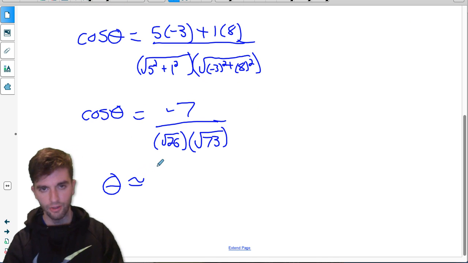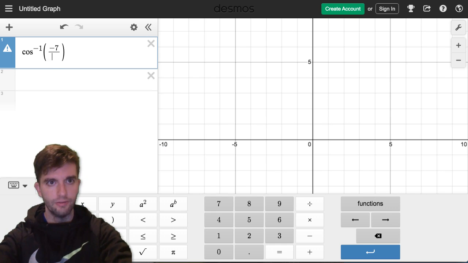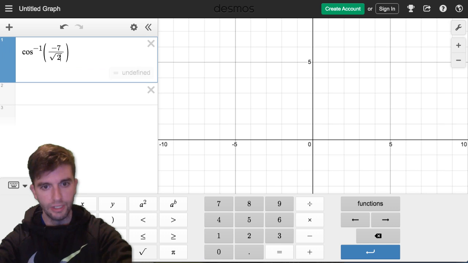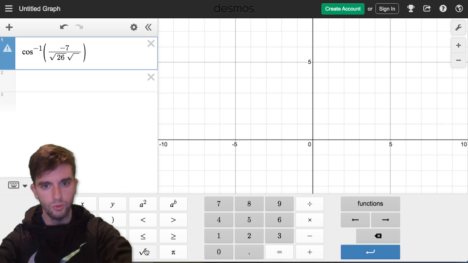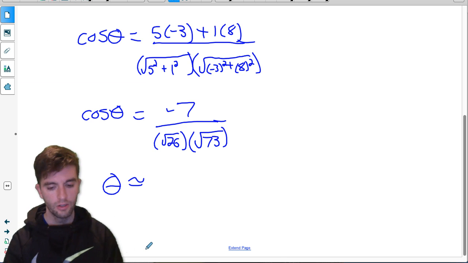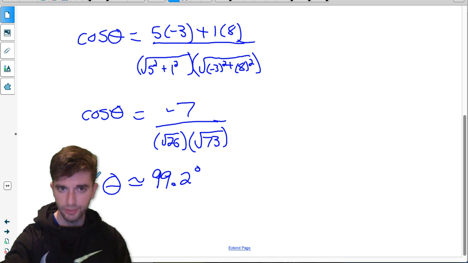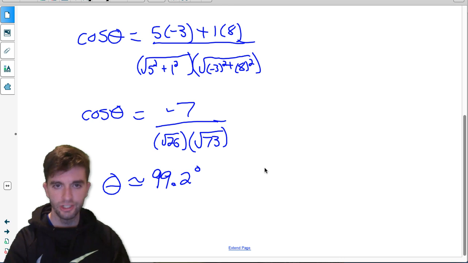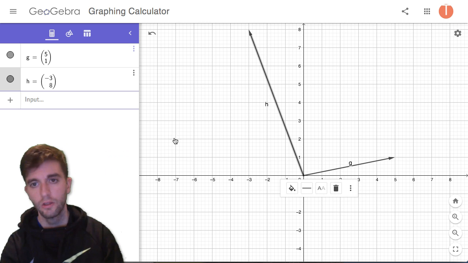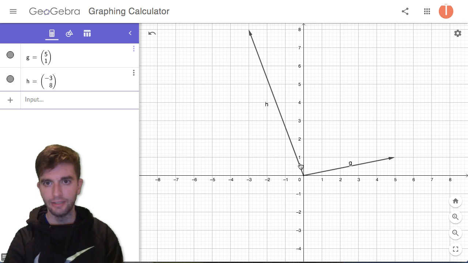So theta is about, so I'm just using the Desmos calculator quickly, so inverse cos of -7 over root 26 times root 73, and it's about 99.2 degrees. So theta equals 99.2 degrees. So what we just figured out, if the vectors were placed tail to tail, the angle between them would be 99.2 degrees. Let me just go over to GeoGebra just to make sure you understand what we found. So here in GeoGebra, I have it graphing vector g and vector h. We found out that the angle between those two vectors, this angle inside here, is about 99 degrees.